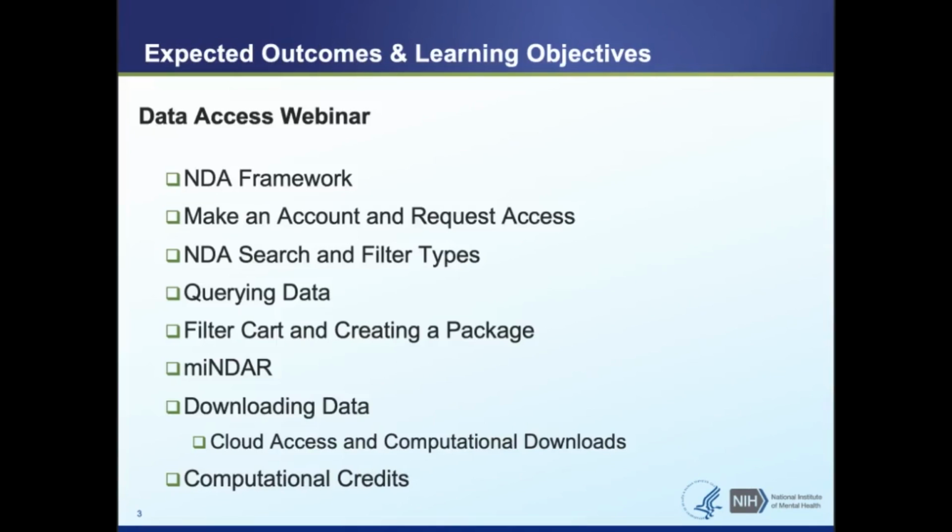Today we will go over how to make an account with NDA and request access. We will then go over how to search for data in the archives, build queries, and the filter cart and package creation process. Then we will focus on the different methods for downloading or accessing the data. Lastly, we will talk about computational credits. We hope that you will walk away with an understanding of how to request permission, build queries, and access data from NDA. We also hope that you learn some tips along the way.